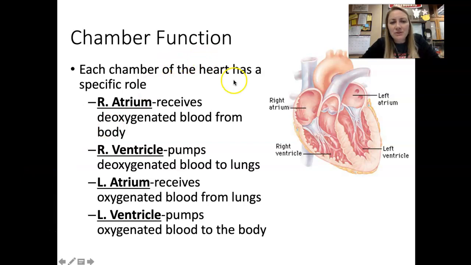Okay, so just as a reminder, the atria are receiving blood. Ventricles are going to pump it somewhere else. The right ventricle sends deoxygenated blood to your lungs. Left ventricle sends newly oxygenated blood to the rest of your body.